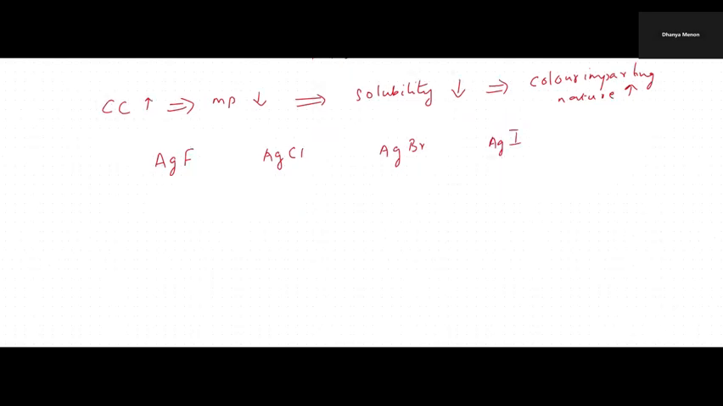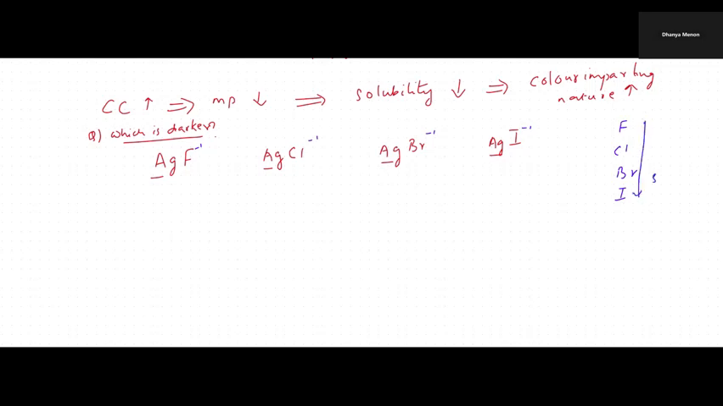Okay, so the question is, which of these compounds is darker? The cation is the same, silver. So we go with the anion. All anions have the same charge, -1. So we go with the size: fluorine, chlorine, bromine, iodine. As you're coming down, what is happening to the size? Size is increasing, right? So that means iodine has the largest size.